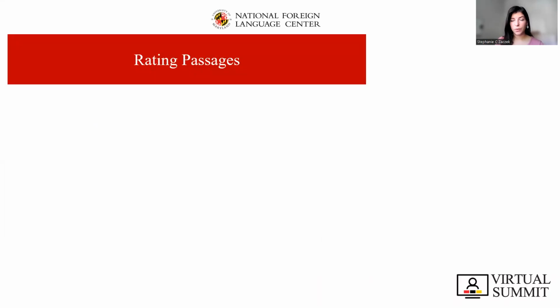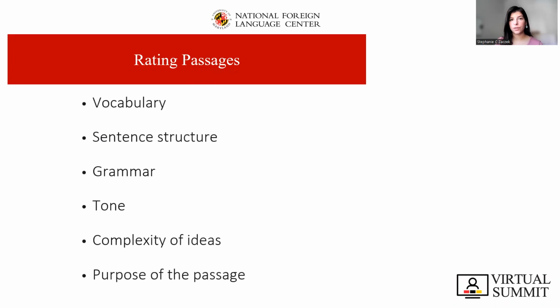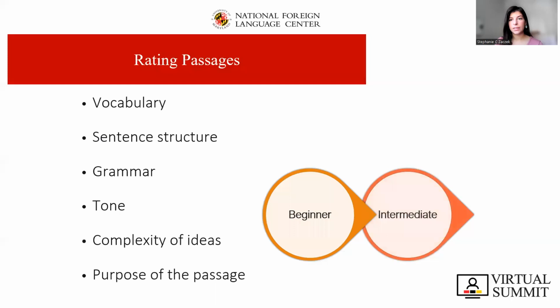In this video, I'm going to teach you how to look for specific features like vocabulary, sentence structure, grammar, tone, complexity of ideas, and the overall purpose of the passage you're evaluating at the beginner, intermediate, and advanced levels. We'll practice identifying these features, and we'll use them to rate a few example passages.